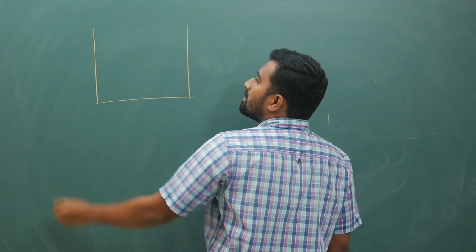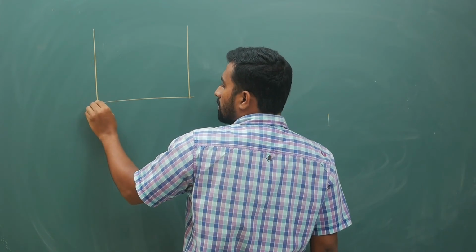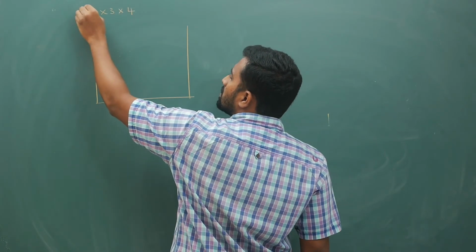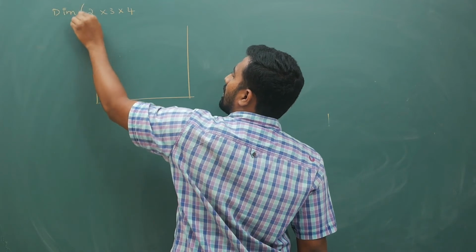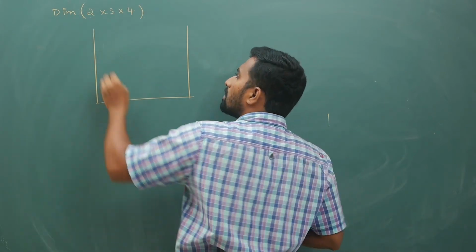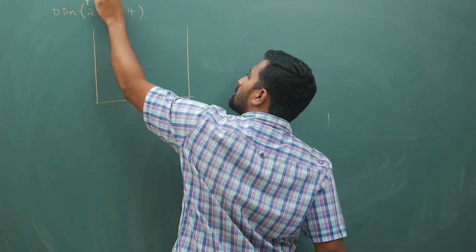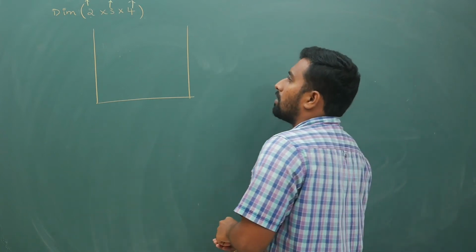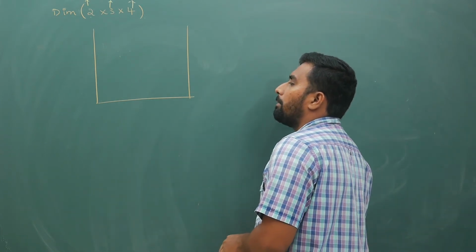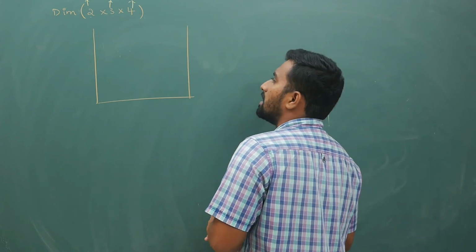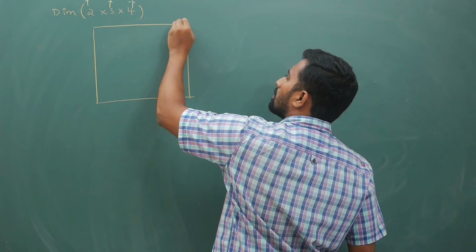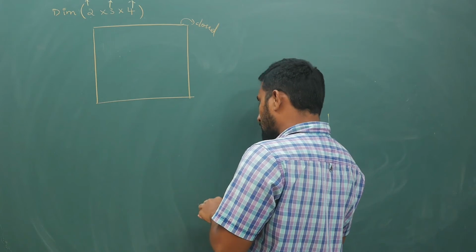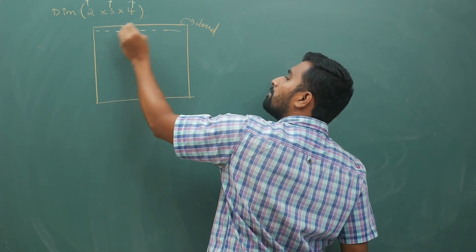This rectangular tank has dimensions of 2 into 3 into 4. What is this 2? Length, breadth, height. So this part is L, this part is B, this part is H. For this part, it is a closed container. Now you are filling this completely with water.